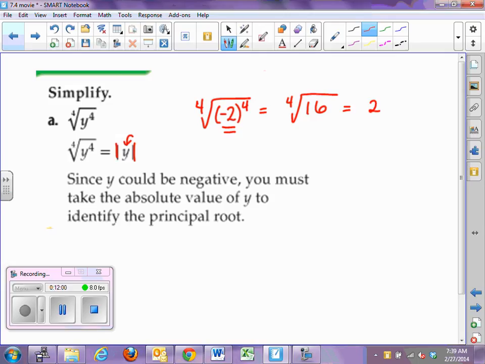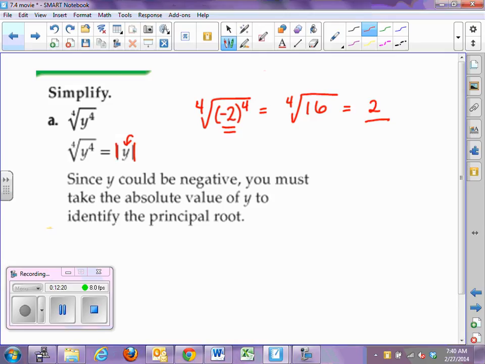Now, of course, this is when we're working with variables, because with numbers, if I knew the answer was negative, I would just make it positive. So when I'm working with a variable, and I don't know if the number was negative or positive to begin with, I just put absolute value signs around it, again, to ensure that I will get a positive number.